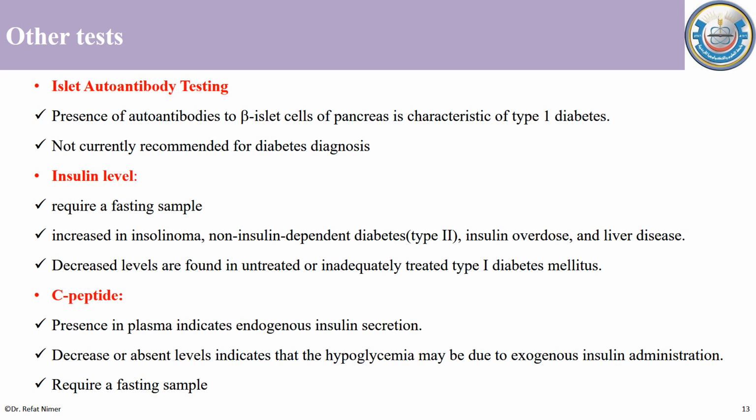So its presence in plasma indicates endogenous insulin secretion. Endogenous insulin secretion means the insulin is not synthetic. It comes from your pancreas.